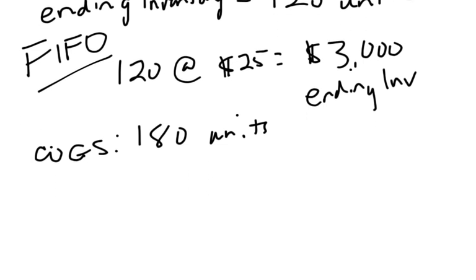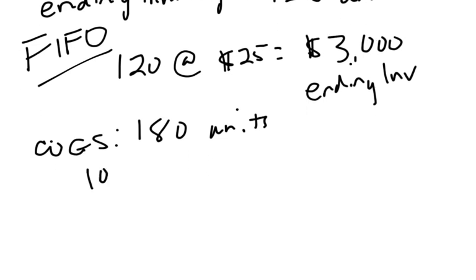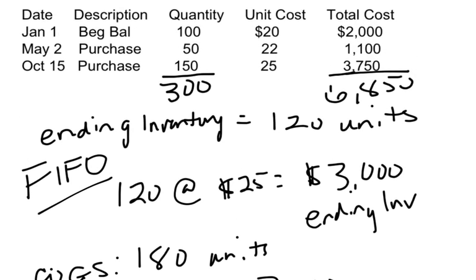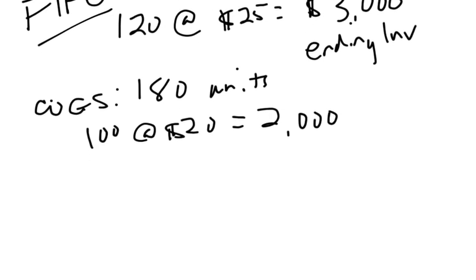So that's where we'd start. 100 units at $20, which is equal to $2,000 total, would have been the first piece. But we sold a total of 180, so I can't stop there. The next level that we would have gone to is the 50 at $22. So let's write that down: 50 times 22, which is equal to $1,100.